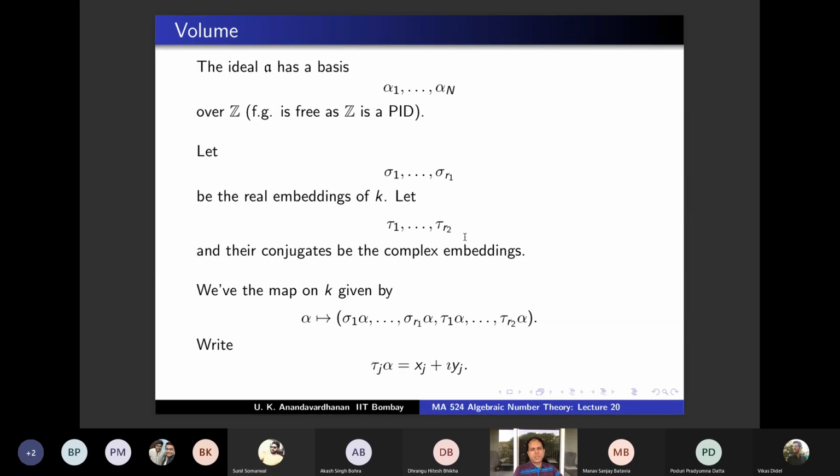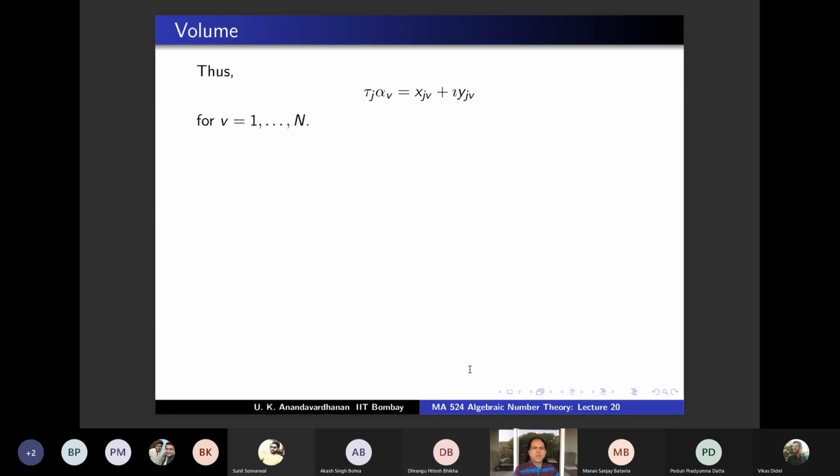Let's also write tau j alpha as xj plus i yj. These are the complex embeddings, so xj and yj are real numbers. So tau j alpha v we will write as xjv plus i yjv. Now there's nothing much here. This just follows from the definition of the discriminant and the definition of volume.